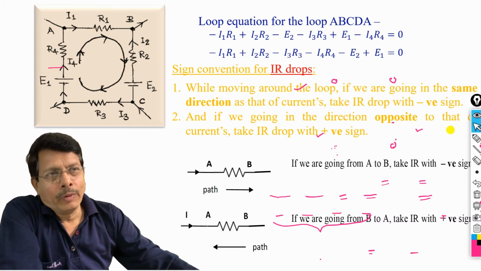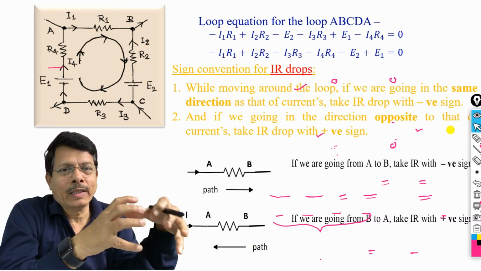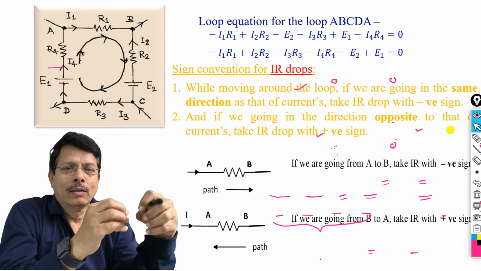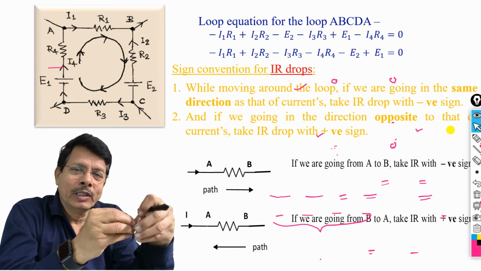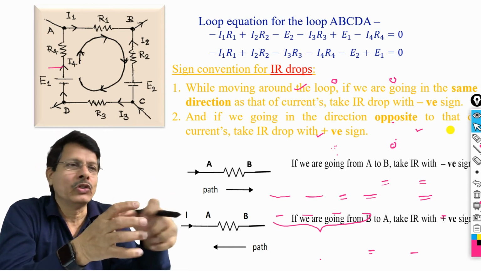Here we are going to discuss sign conventions. That means while taking the algebraic summation of IR drops and EMFs, how to take their signs. Should we take a positive sign or should we take a negative sign? And for that we have a convention.